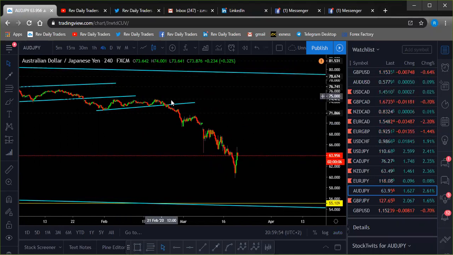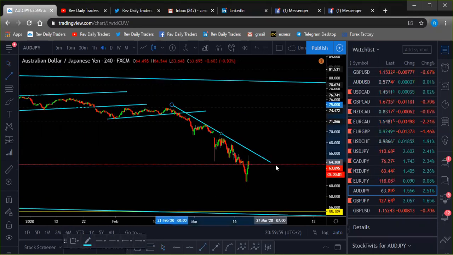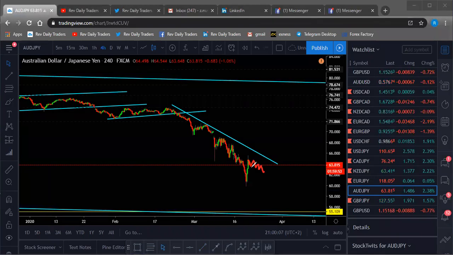We'll be looking for this pair to break here. If you can start on this correction, wait for it to break this roof, then wait for a correction here, then take the trade, okay? We'll be taking the trade to 78.67, okay? On 4 hour.